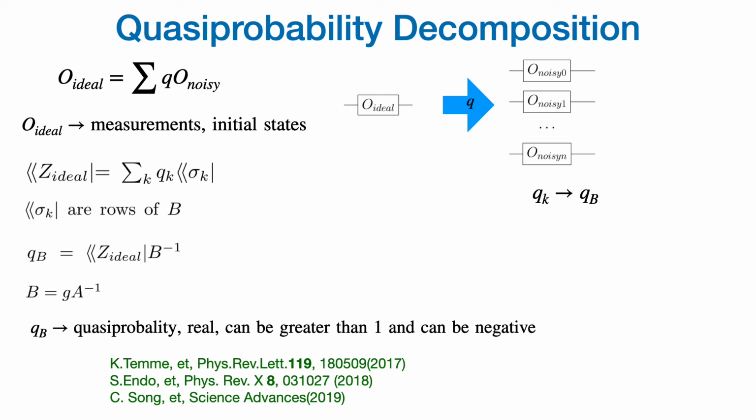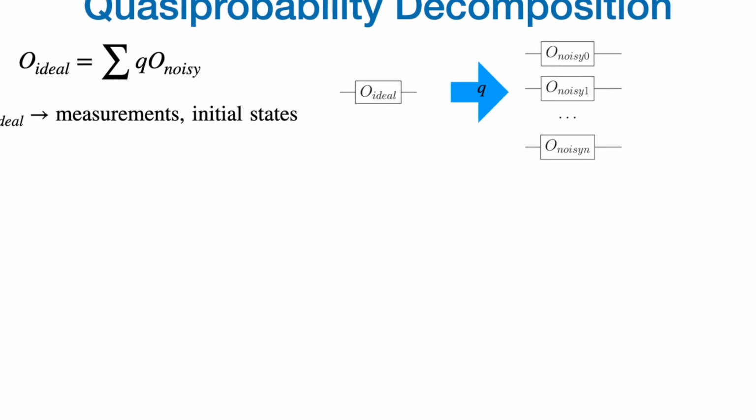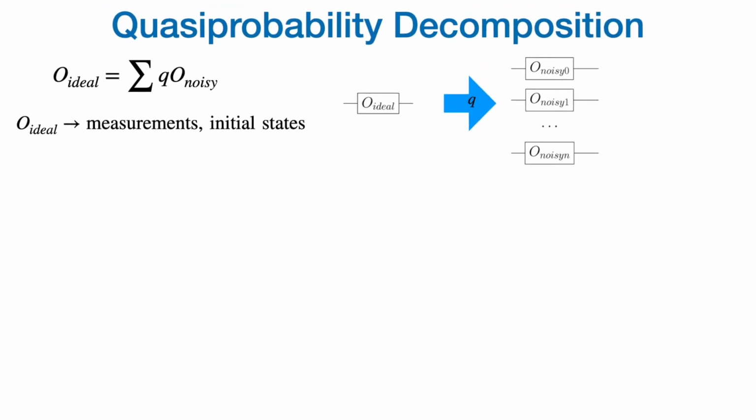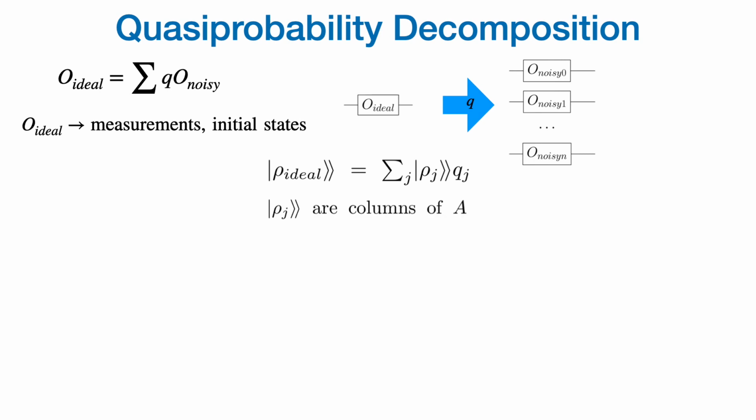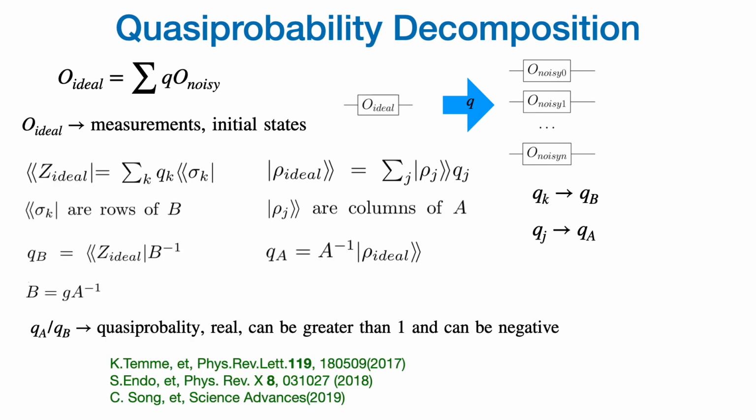As for B, if we assume perfect state preparation, we know the form of A and we could calculate B with the Gram matrix G together with A. What if we cannot assume perfect state preparation? Then we need to decompose the initial state too. We could do that in the same manner as measurement. Looks great! Apart from that, we need A now.